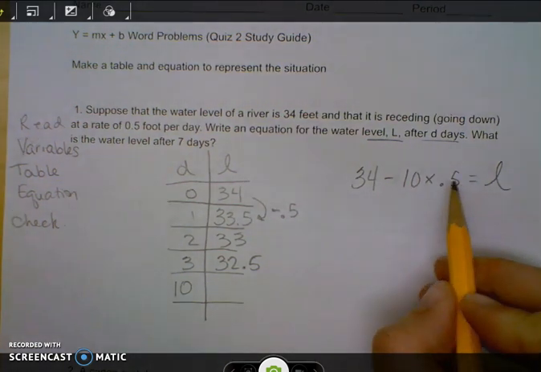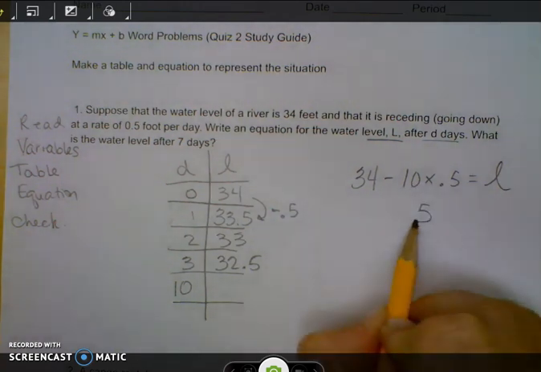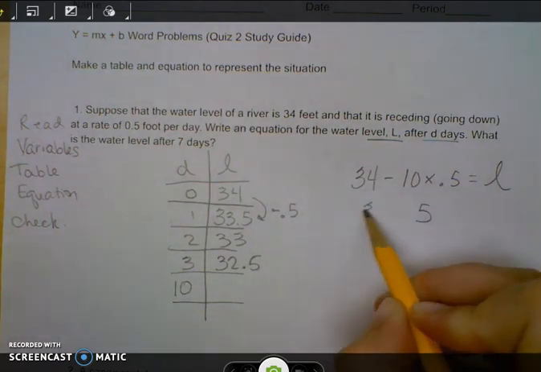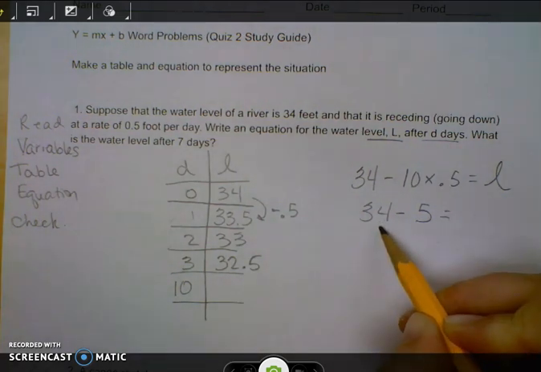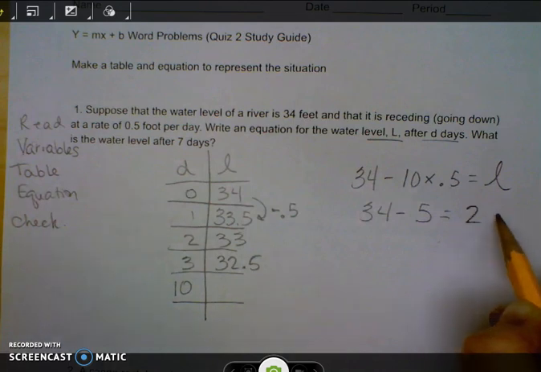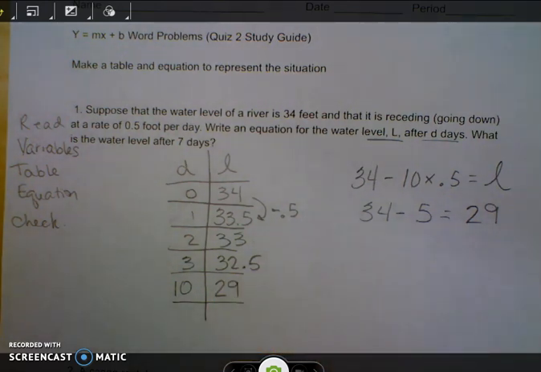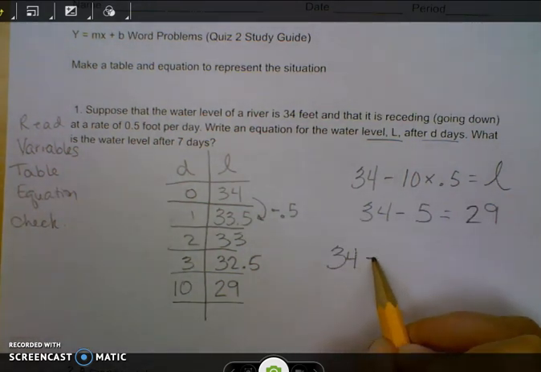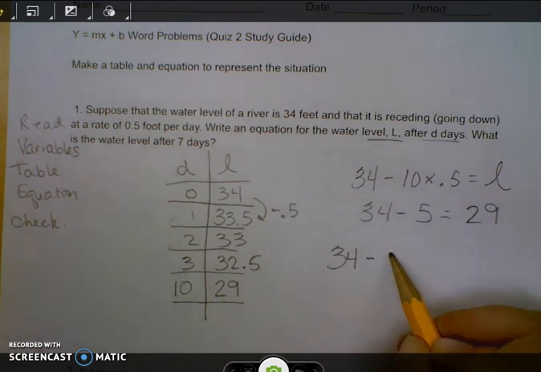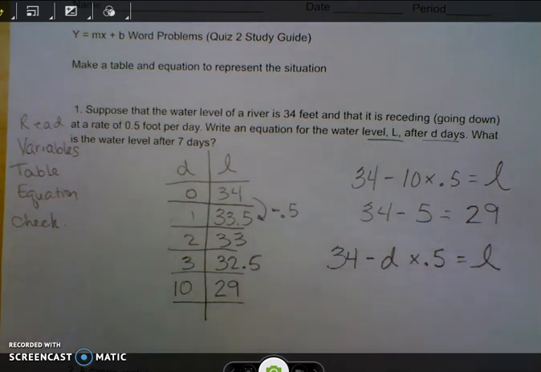So multiply before subtract in order of operations. 0.5 times 10 equals 5, and it was at 34 feet and it receded 5 feet, so I know that my answer is 29 for that one. So this is going to help me see a pattern. So I know that my equation is going to be 34 minus the number of days times 0.5, and that's going to give me my water level.